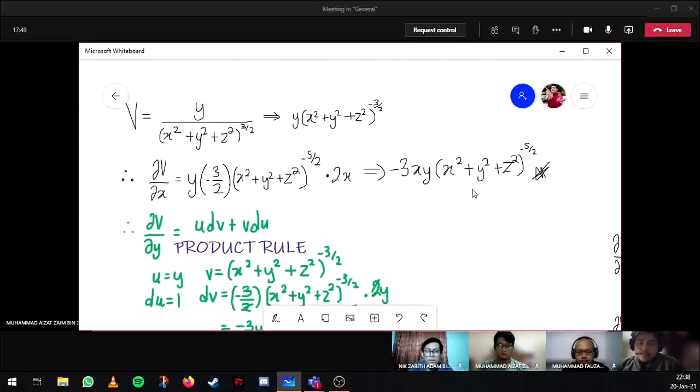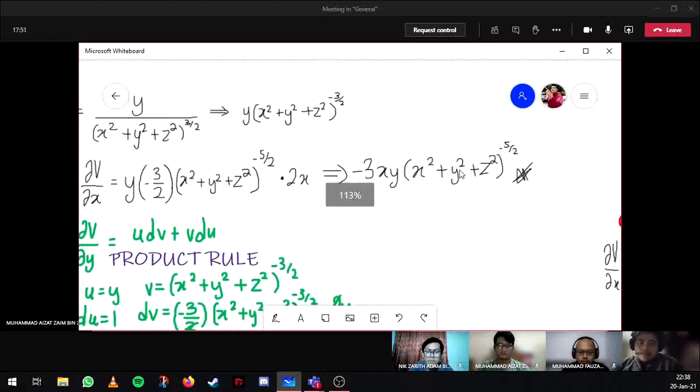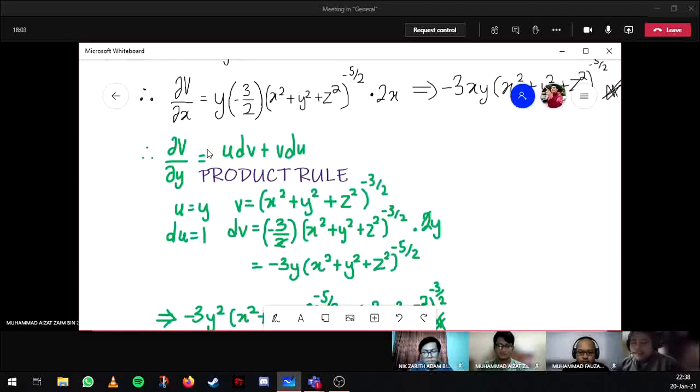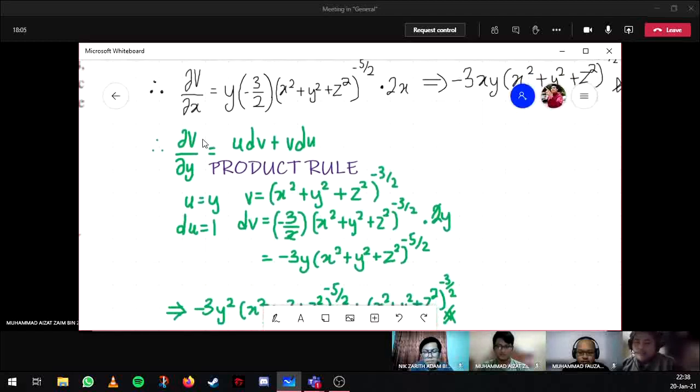The final equation we get is negative 3xy times x squared plus y squared plus z squared to the power of negative 5 over 2. And then, second, we differentiate with respect to y, so delta v over delta y.